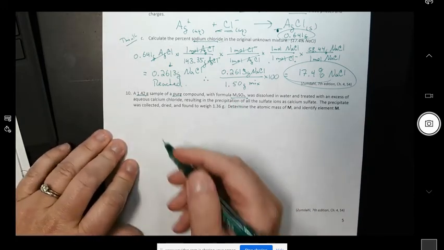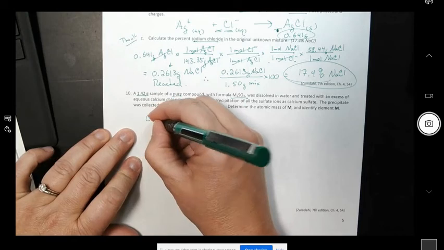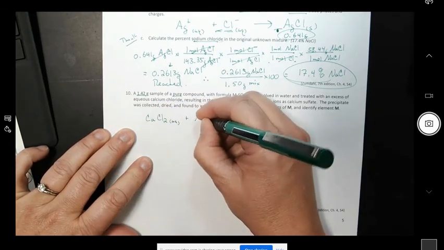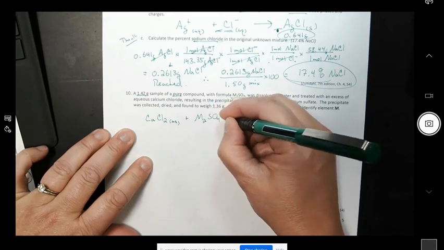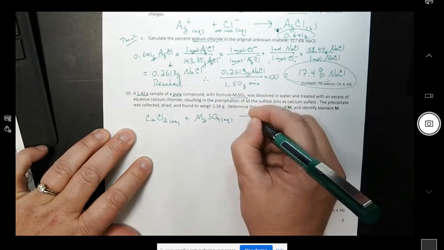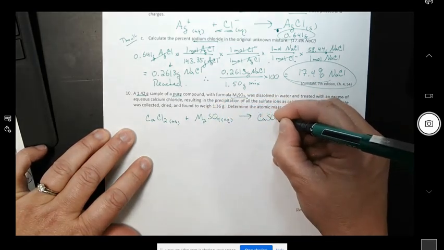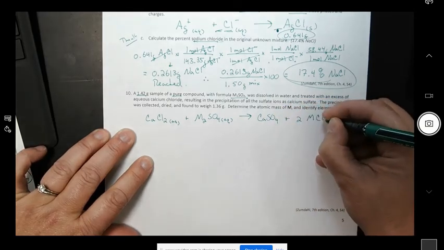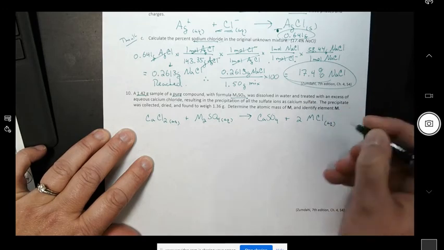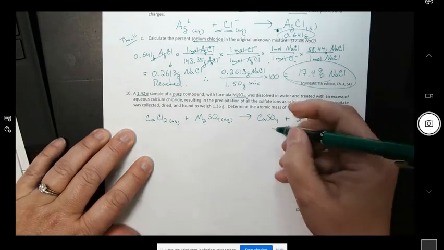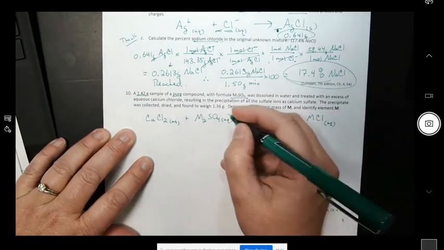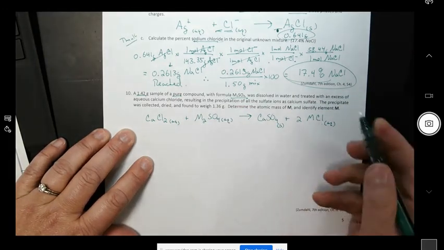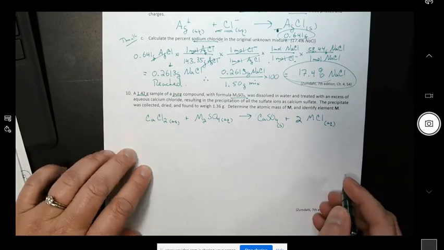So here's what I'm going to do. I'm going to go ahead and set up this balanced equation. Calcium chloride is reacting with whatever this compound is, M2SO4 aqueous. And we get calcium sulfate as our product plus 2 MCl, whatever that metal is. And we know that's aqueous. And again, this is our precipitate. We know whatever this metal is, it's +1. So I know it's +1 minus 1. And I know to balance it, I put a 2 in front of there.